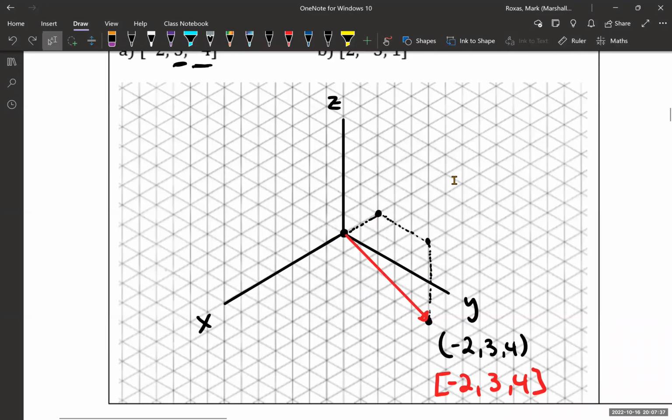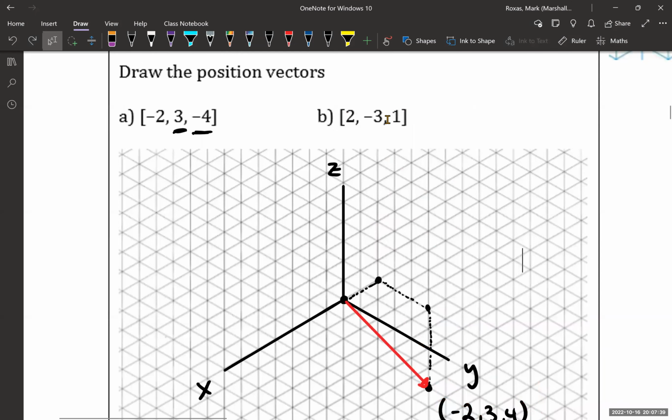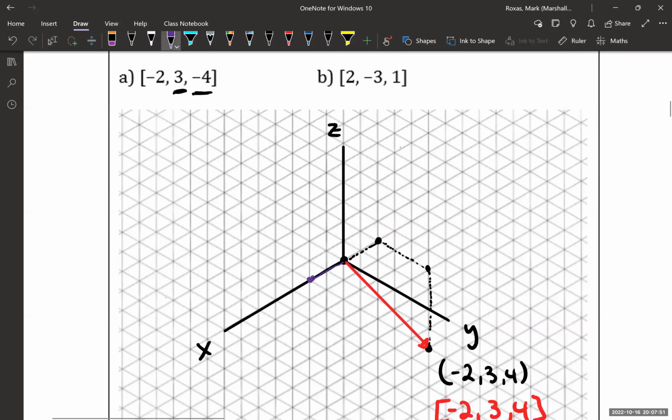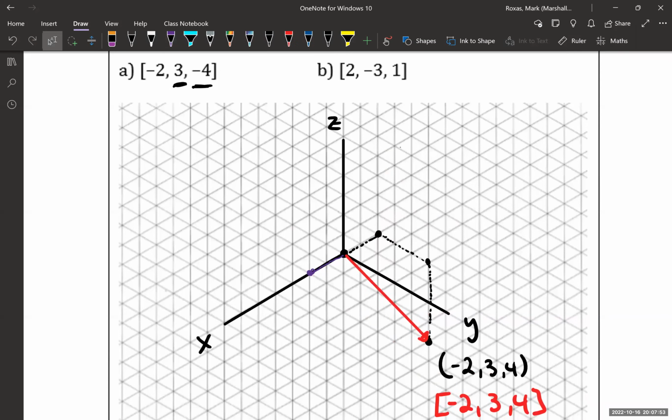All right, so let's look at another one. What about 2, -3, and 1? Okay, so this one, let's do this in a little bit of a different color. So 2 along the x-axis, I'm going to go right here, 2 along the x-axis, and then it's going to go -3 along the y-axis. I'm going to be parallel to the y, but I'm going to go minus direction this time, so backwards. 1, 2. Let's use dotted lines here. So 1, 2, 3. Plot that point.